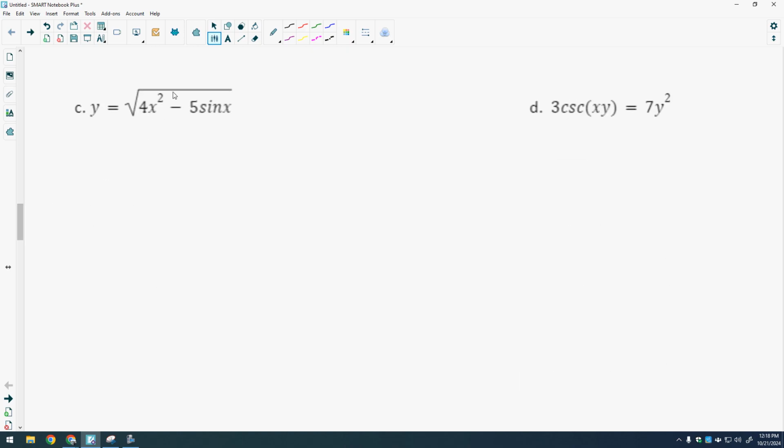See, I'm thinking of this as raised to the 1/2 power. This is a square root, so I'm raising it to the 1/2 power. So y prime, I got chain rule. 1/2 comes in front. Leave the inside mess.